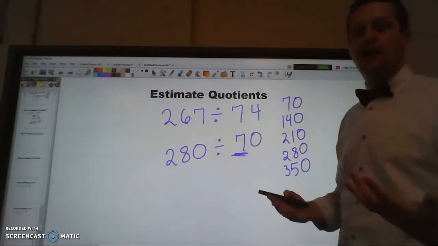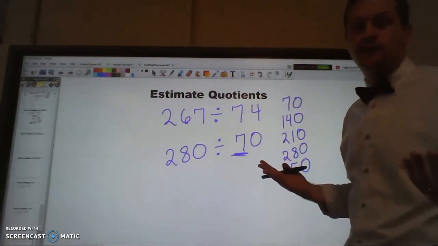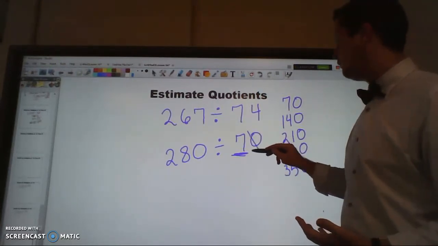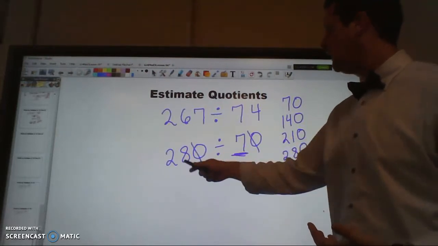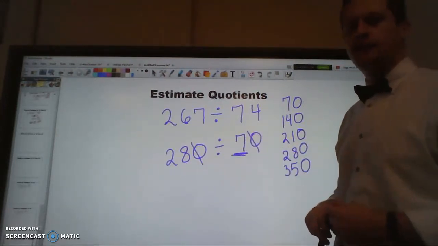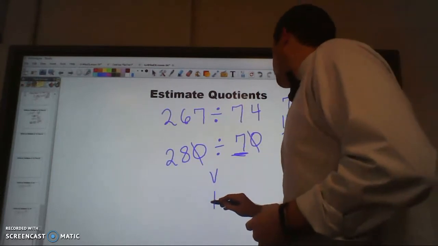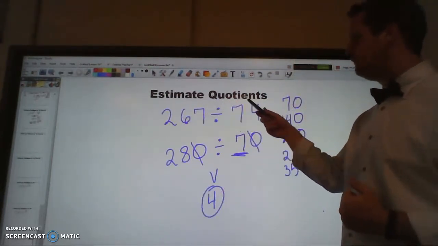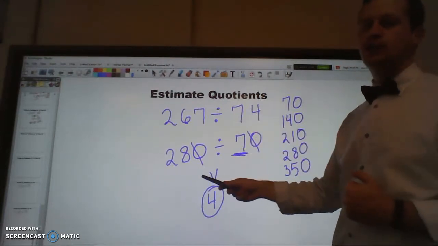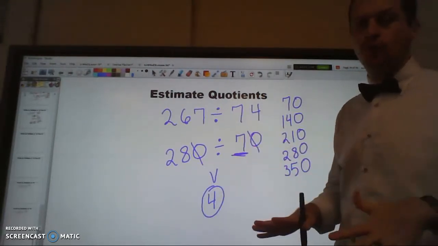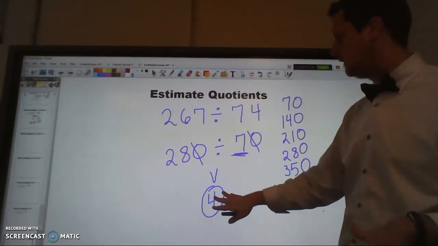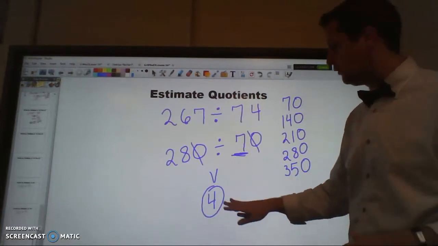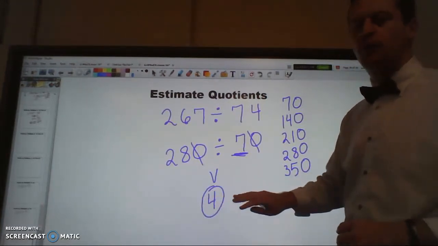Okay. So now we get to do our shortcut. Now we're doing what we did in our previous lesson. Cross off this 0, cross off this 0. 28 divided by 7. So 267 divided by 74 should be close to 4. It might be more than 4, or it could be less than 4 as well, but our answer should be somewhere around 4.